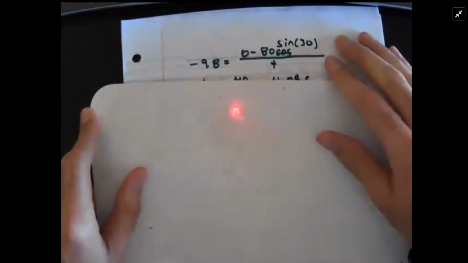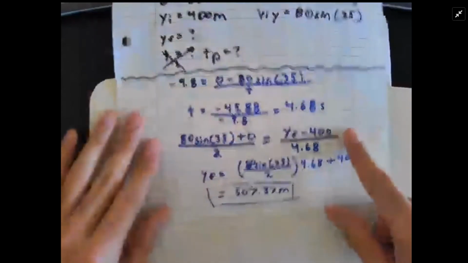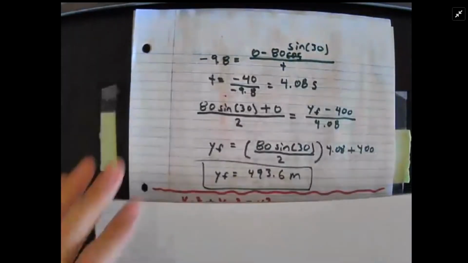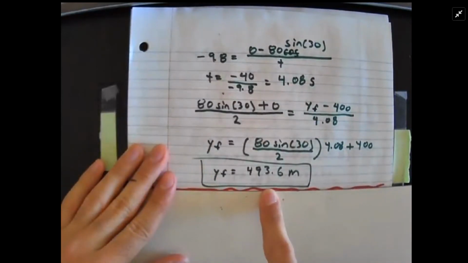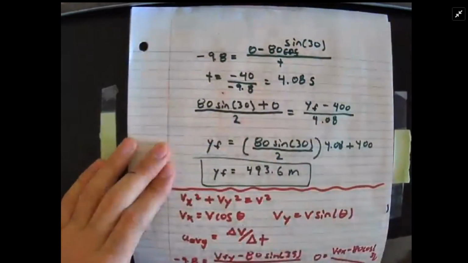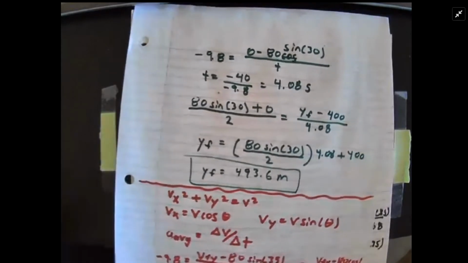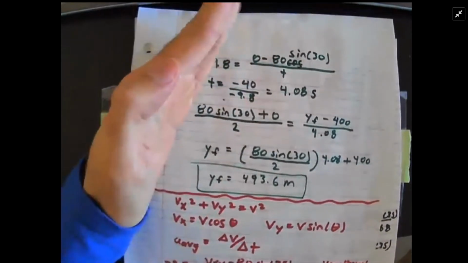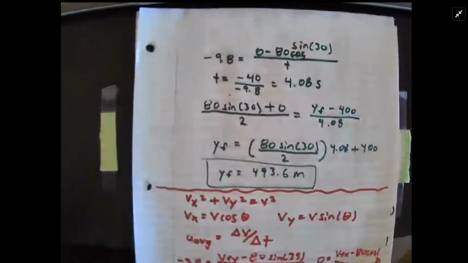So you do the exact same thing, except I'm basically replacing everywhere where I see a 35 in the previous problem with a 30. After I do all that, I get that my final height is 493.6 meters. And that makes sense because in the previous problem, I got 507 meters, and this is a little less because we tilted our angle down more. So that makes total sense.